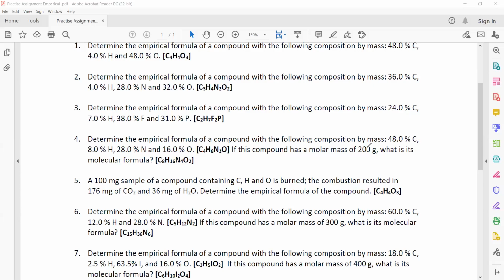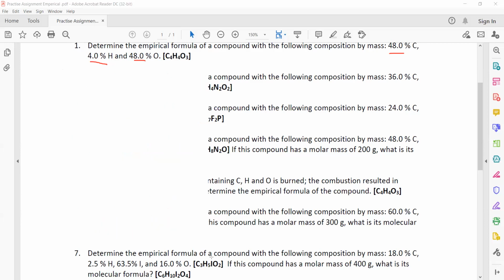In this session, we will discuss the weekly homework related to the topic empirical and molecular formula. So, the first question: determine the empirical formula for a compound which is having 48% carbon, 4% hydrogen, and 48% oxygen.